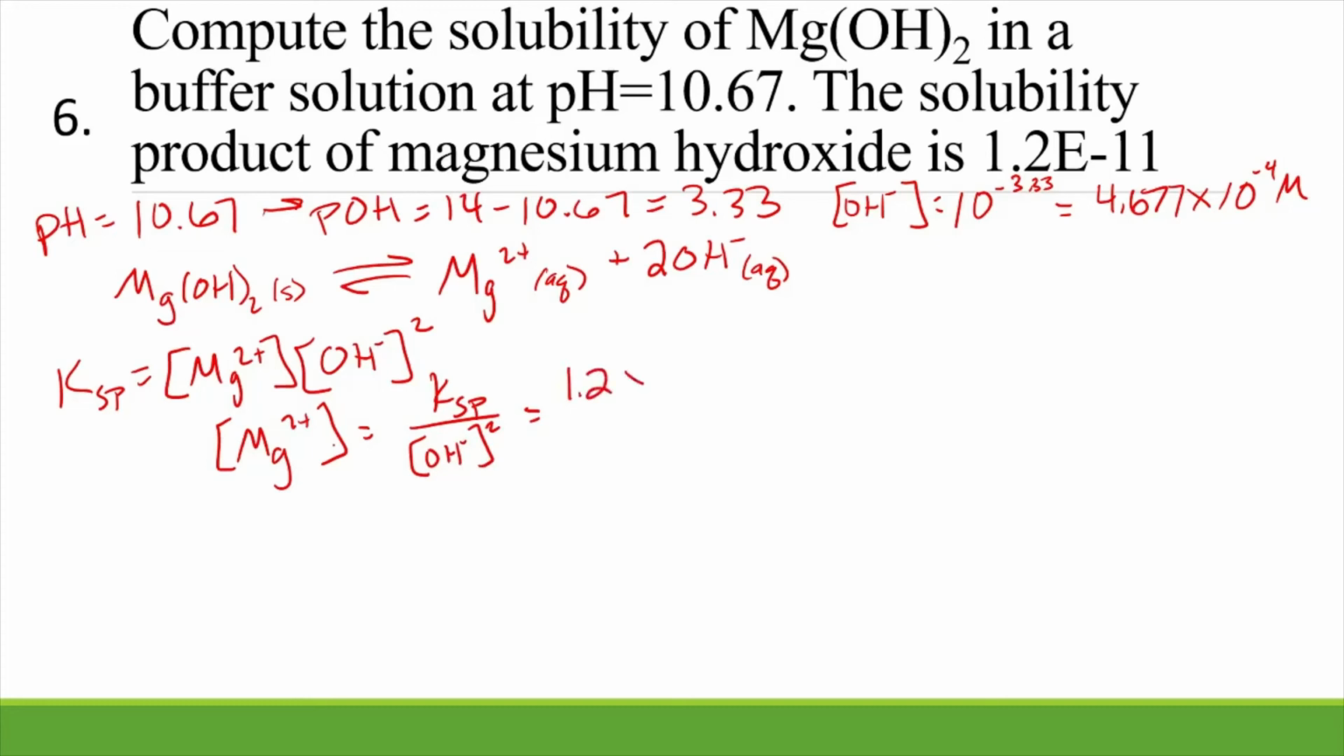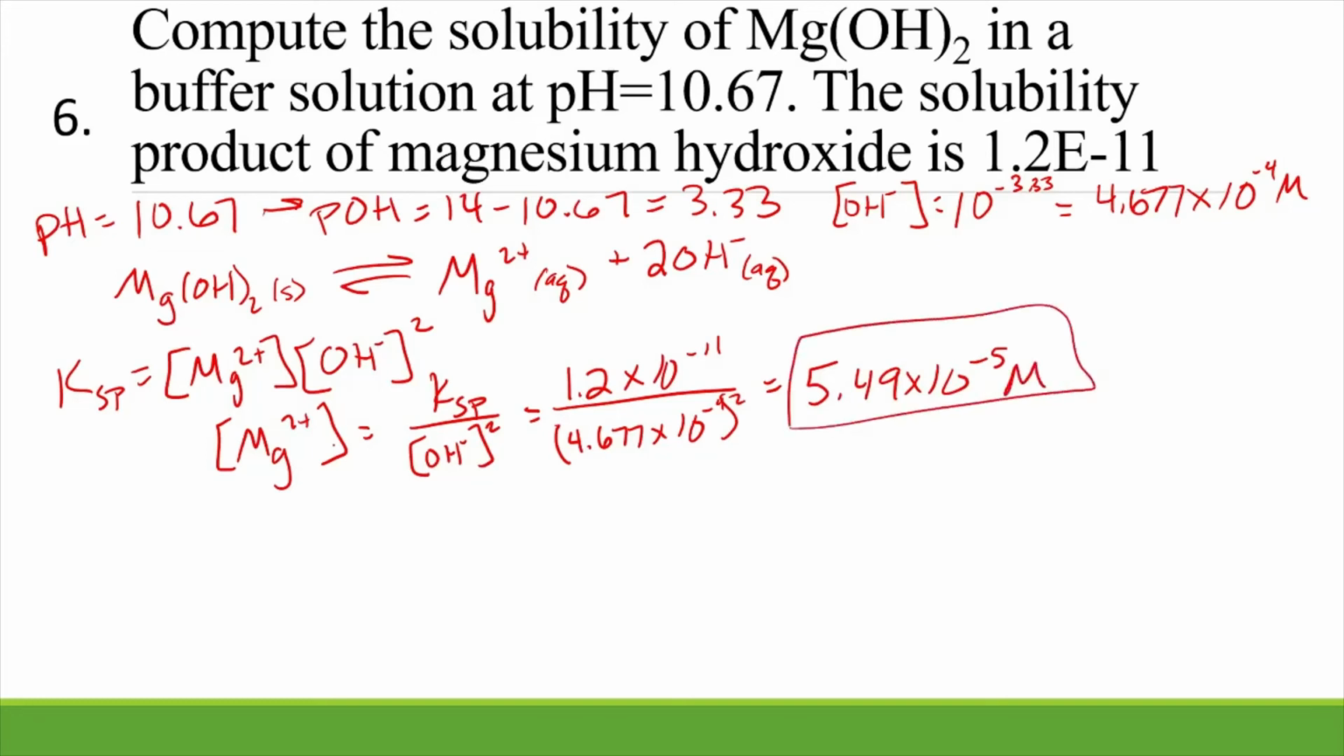So that's 1.2 times 10 to the negative 11th divided by 4.677 times 10 to the negative 4th squared. And you get 5.49 times 10 to the negative 5th molar. So that is our solubility at a pH of 10.67.